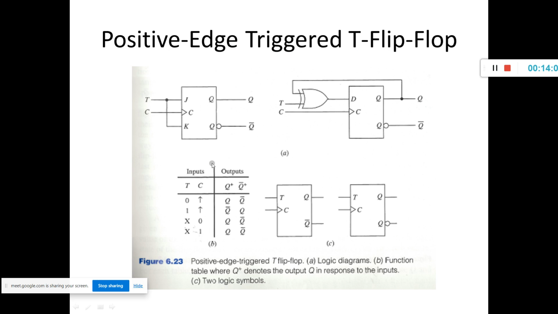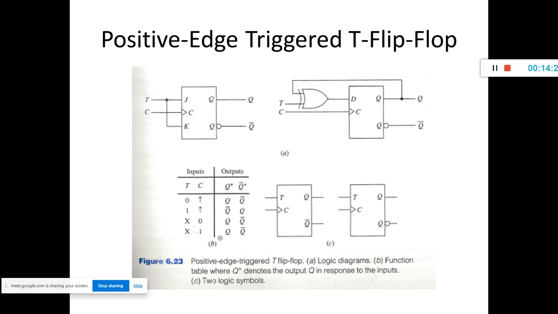Okay, so next we have positive edge triggered T flip flop. As I had shown you, this is the symbol of JK flip flop. If I tie J and K together, it will become T flip flop. Okay, JK flip flop is there, no? If I tie the J and K inputs together, it becomes T flip flop.